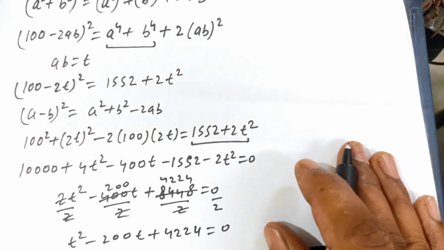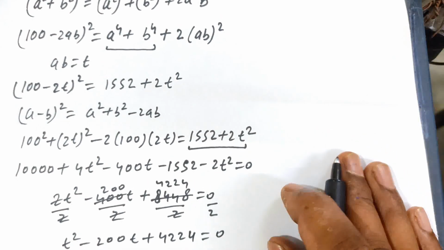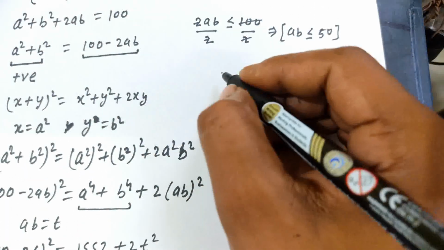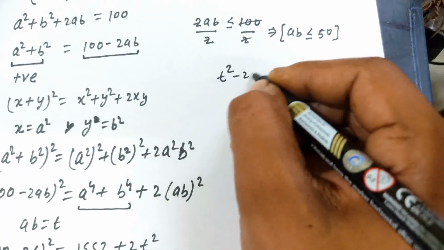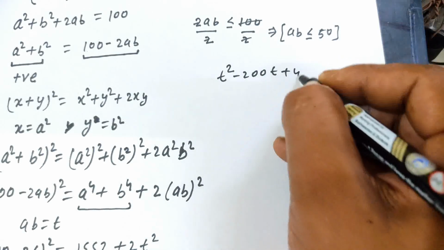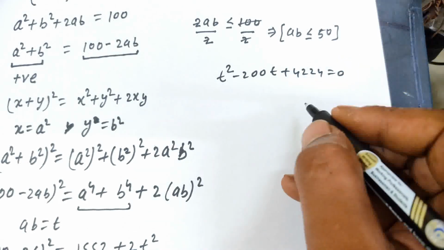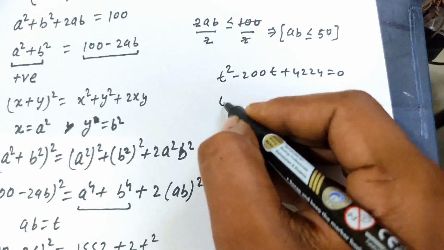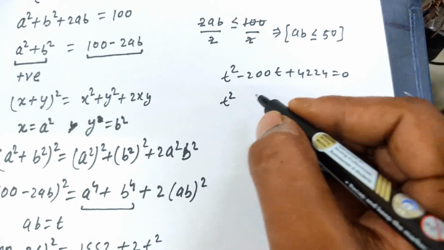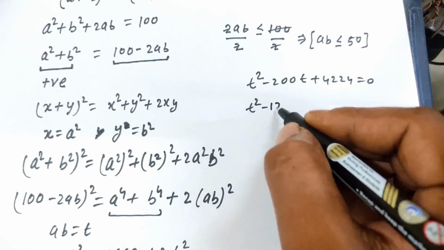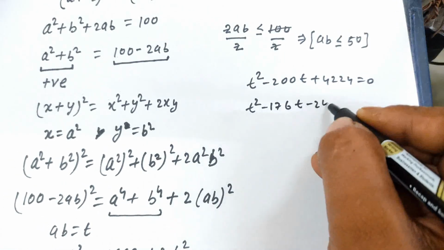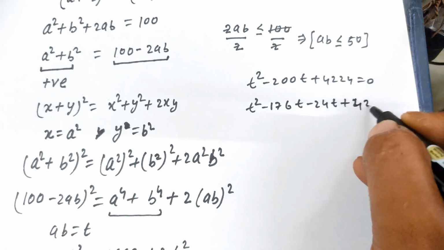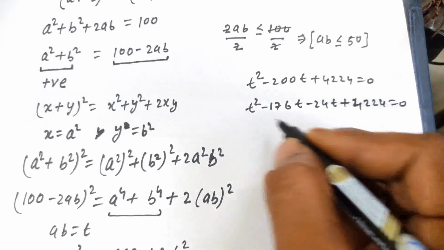This is a quadratic equation in terms of t. Here t² minus 200t plus 4224. Students, we will find out the value of t by using middle term split. Here t² minus 200t is the same as minus 176t minus 24t and plus 4224, and this is equal to 0.